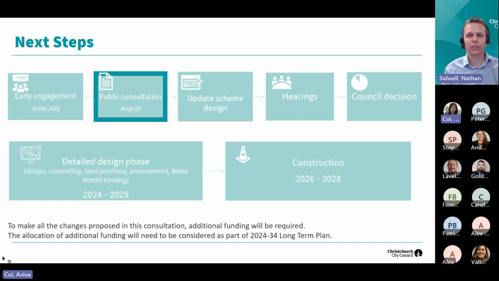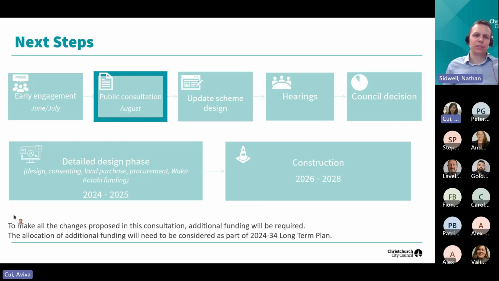Also want to draw your attention down to the bottom of the screen. There's a disclaimer there in terms of funding. To make all the changes that we're proposing in this consultation, we do require additional funding. That allocation of the additional funding will need to be considered as part of the 24-34 long-term plan at City Council. Now, the long-term plan is Christchurch City Council's plan for their spending in the next 10 years: what projects are going to get prioritised, how much is going to be spent, what facilities, maintenance, etc. are going to be done. So it's their spending in the next 10 years, for those that didn't know.